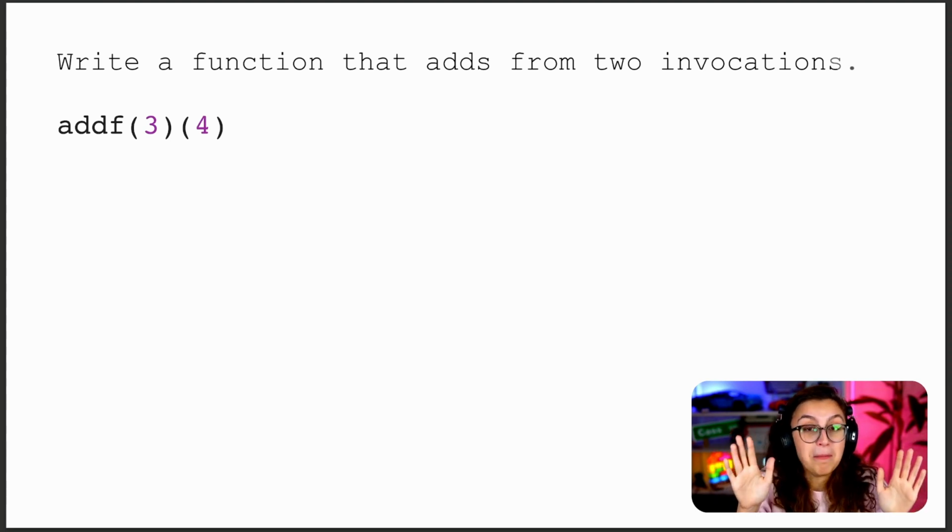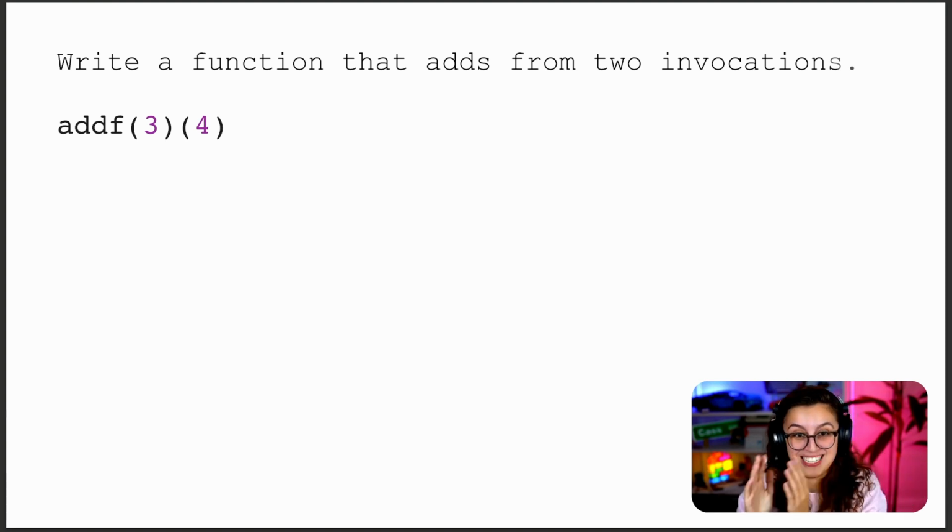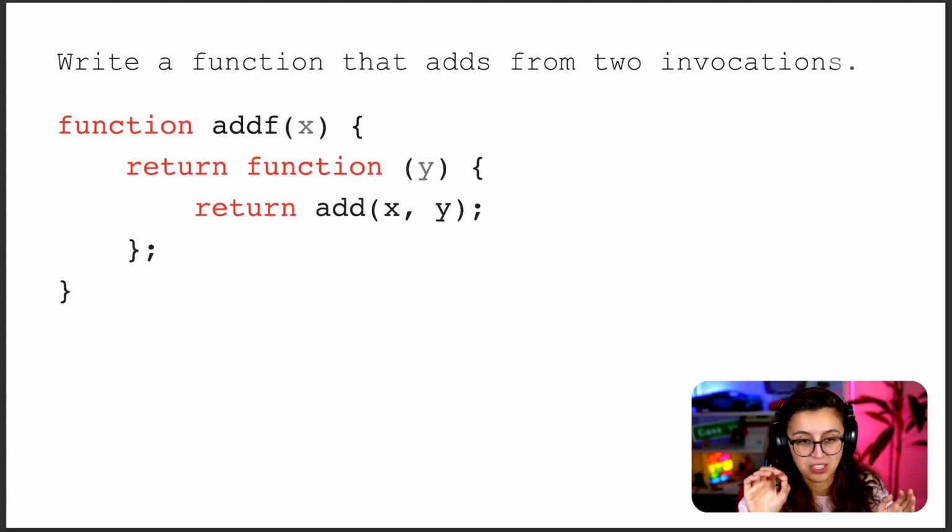Okay, I am assuming that you are back after pausing the video now, and we're going to see what you wrote. So if you want to write a function that adds from two invocations, this is what it might look like. I'm using the function keyword. You can use arrow functions if you want.